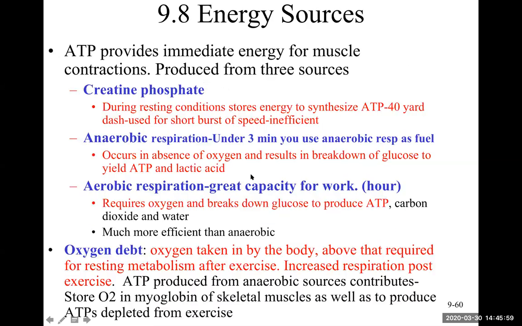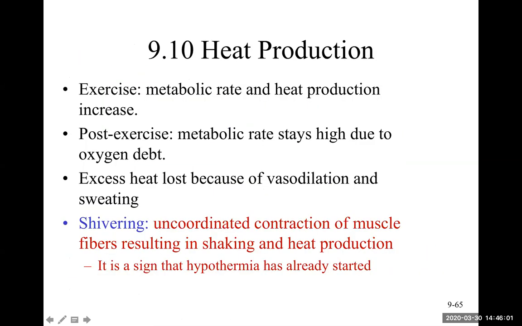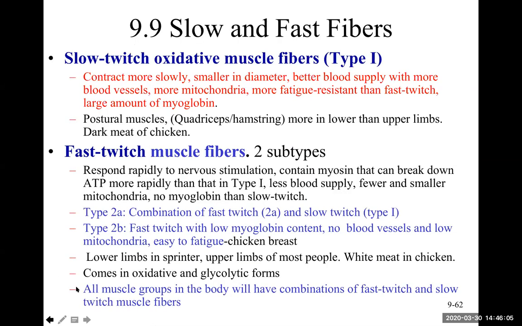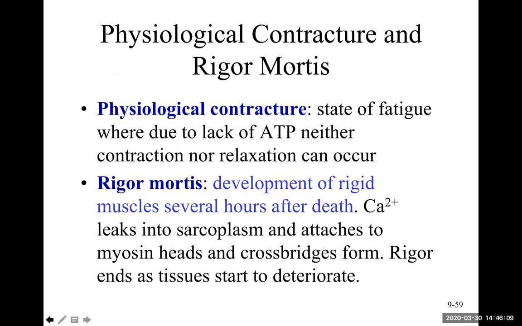The last thing we'll talk about now is a little bit of rigor mortis and fast and slow twitch fibers, right? So rigor mortis. Rigor mortis is development of rigid muscle several hours after death. Remember, in terms of ATP, ATP is required for muscles to contract and relax. So what happens when somebody passes away?